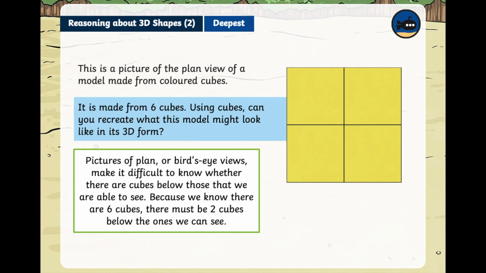Pictures of a plan or bird's eye view make it difficult to know whether there are cubes below those that we are able to see. Because we know there are 6 cubes, there must be 2 cubes below the ones we can see, because we can see there are 4 cubes in this picture here.